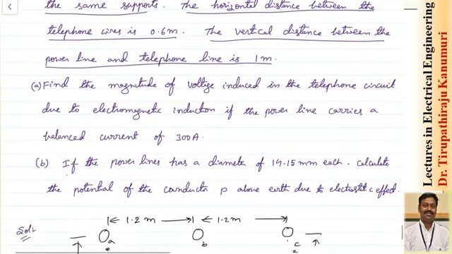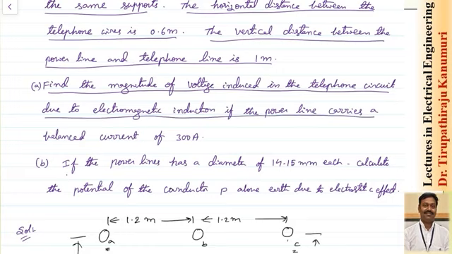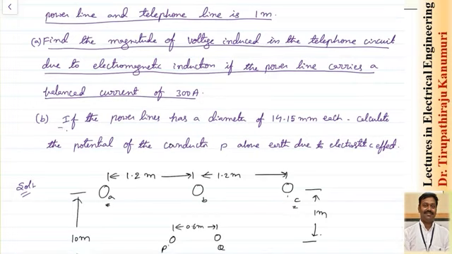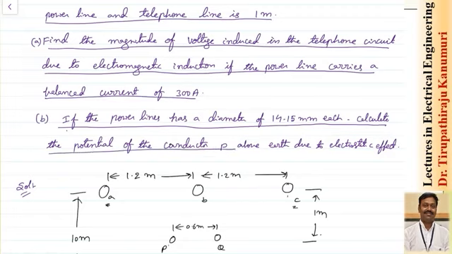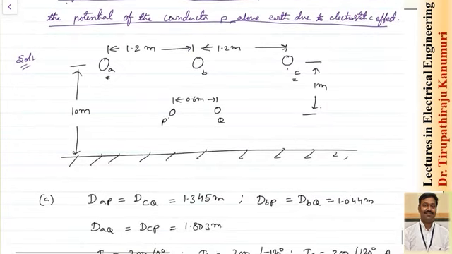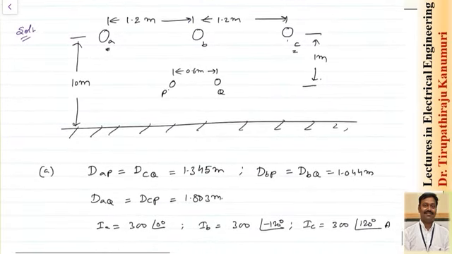First part, they have asked: find the magnitude of voltage induced in the telephone circuit due to electromagnetic induction if the power line carries a balanced current of 300 amperes. Then, if the power lines have a diameter of 14.15 mm each, calculate the potential of the conductor P above the earth due to electrostatic effect. How the electrostatic effect creates the voltage, and why insulation is required, is also asked. Whatever is given in the numerical, I have just represented in the figure.